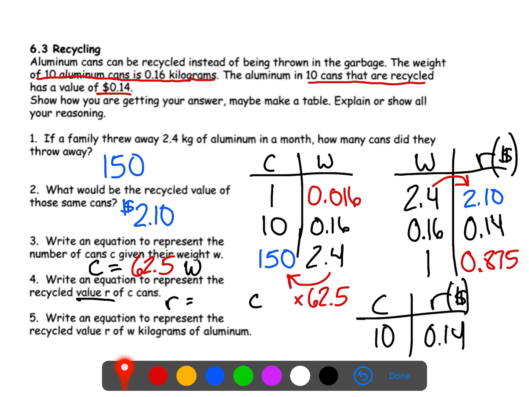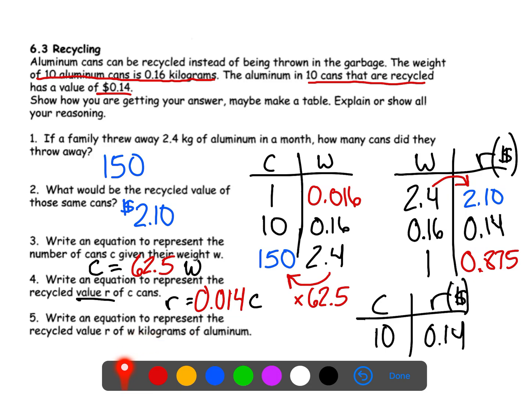Now I've run out of space on my page, but I'm going to take 14 cents divided by 10 to get that constant of proportionality. That's just going to move my decimal 1 spot here, get 1/10 the size, and 1 can is going to be worth 0.014 cents. There is my constant of proportionality, 0.014. This is the value of 1 can, and I would multiply that by the number of cans to get the total value.